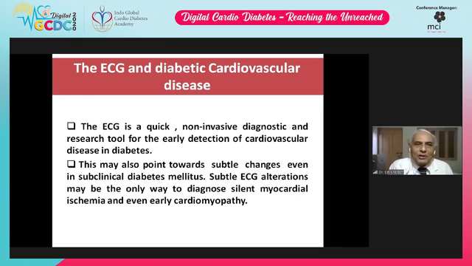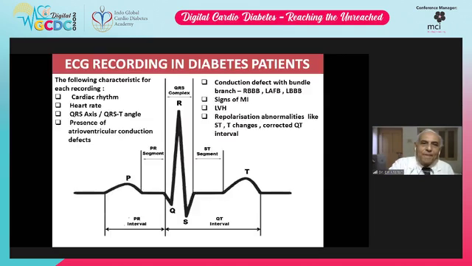The ECG and diabetic cardiovascular disease. The ECG is a quick, non-invasive diagnostic and research tool for the early detection of cardiovascular changes or disease in diabetes. This may also point towards the subtle changes even in subclinical diabetes mellitus. Subtle ECG alterations may be the only way to diagnose silent myocardial ischemia and even early cardiomyopathy. Overt cardiovascular disease associated with diabetes mellitus may be diagnosed on ECG very easily, but subtle changes before the final evolution of the cardiovascular disorder may be difficult. So this would be made easier by the earlier observation of the subtle changes on ECG associated with diabetes mellitus.